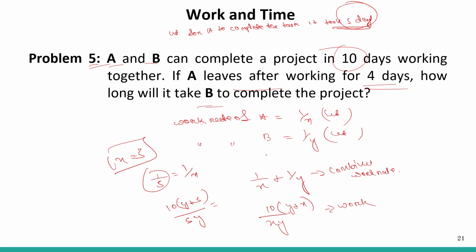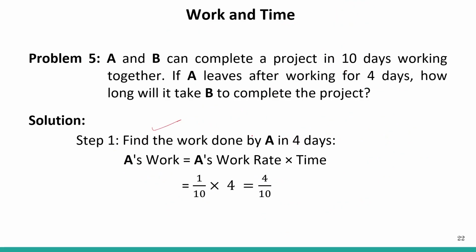So A and B work combinedly for 4 days. Then after that, A leaves. So find the work done by A in 4 days. A's work rate into time, right? A's work rate is 1 by 10, into 4, that is 4 by 10. So actually here A can complete the project in 10 days.